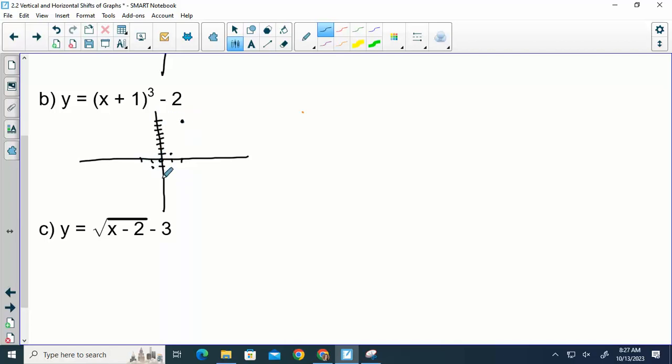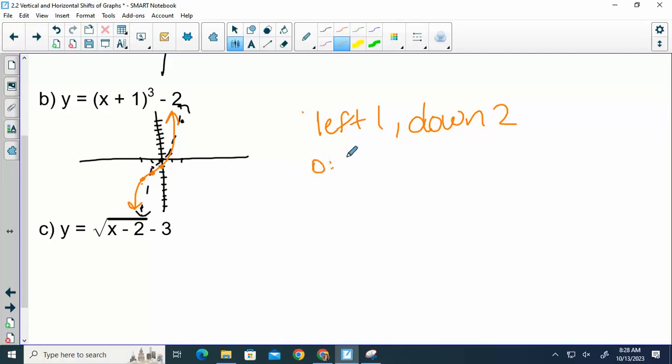The first one, the x cubed. You have your parent function. What transformation do we end up doing on this one? Left one, down 2. So left and down. And you get something like this. Domain, negative infinity to infinity, and range.